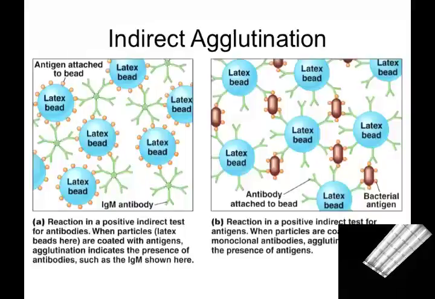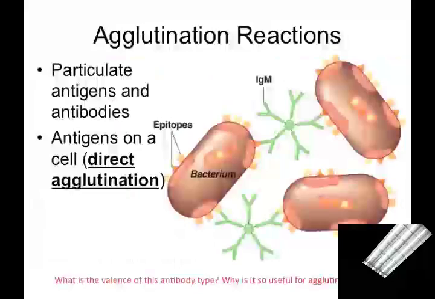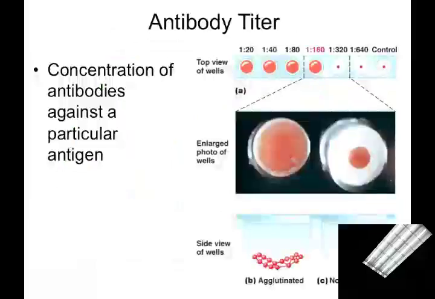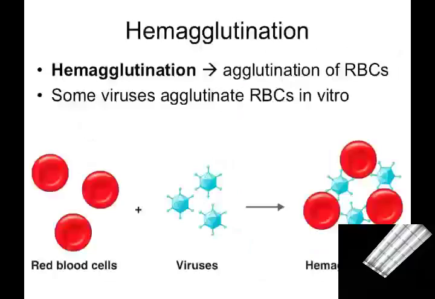Now, if our antigen is small and soluble, but we still want to do an agglutination reaction, we can put that antigen on latex beads and then put the beads in with the antibody. And this is what we call an indirect agglutination. So direct would be if it's a whole particle, and indirect is if we have to make it artificially into a particle. I'm going to skip that.